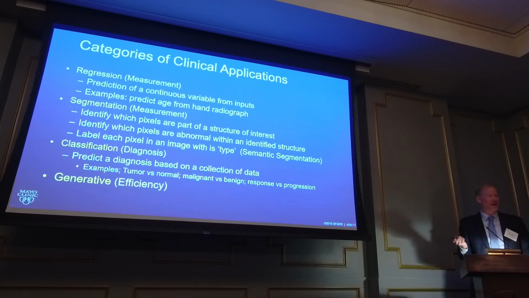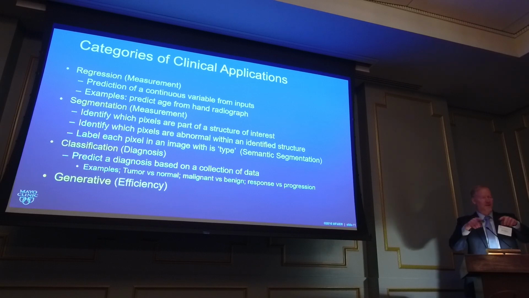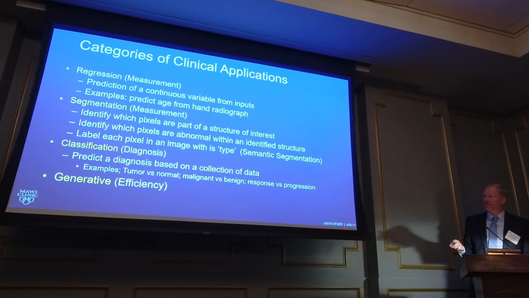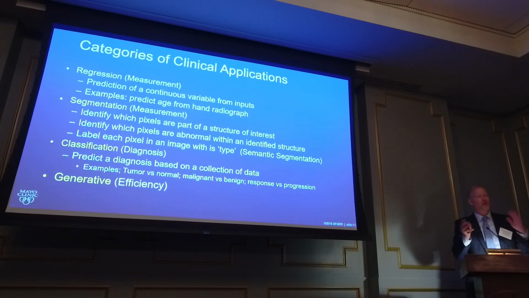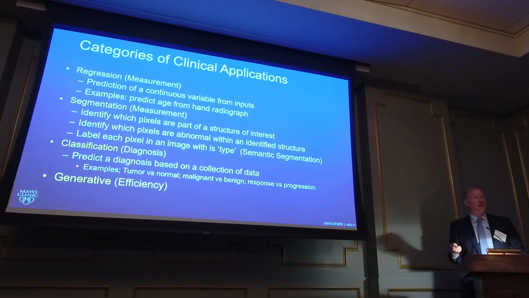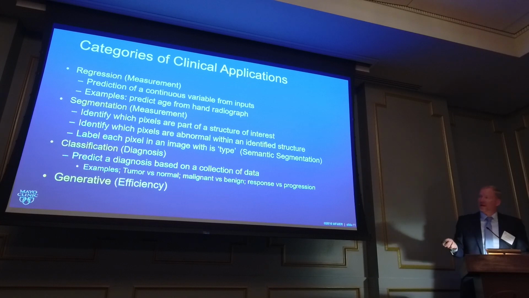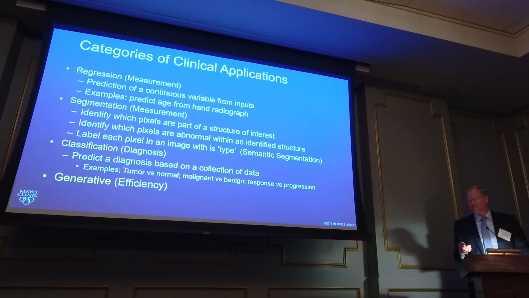Classification is essentially diagnosis. It's, you know, a tumor, or it's benign, or it's malignant, or it's normal, or it's COVID, or something like that, right? So again, exactly what the classes are depends on what your problem is. And then the last thing is generative, and that's some of the really cool stuff where we can, I'll show you what it is if you don't know what that means.